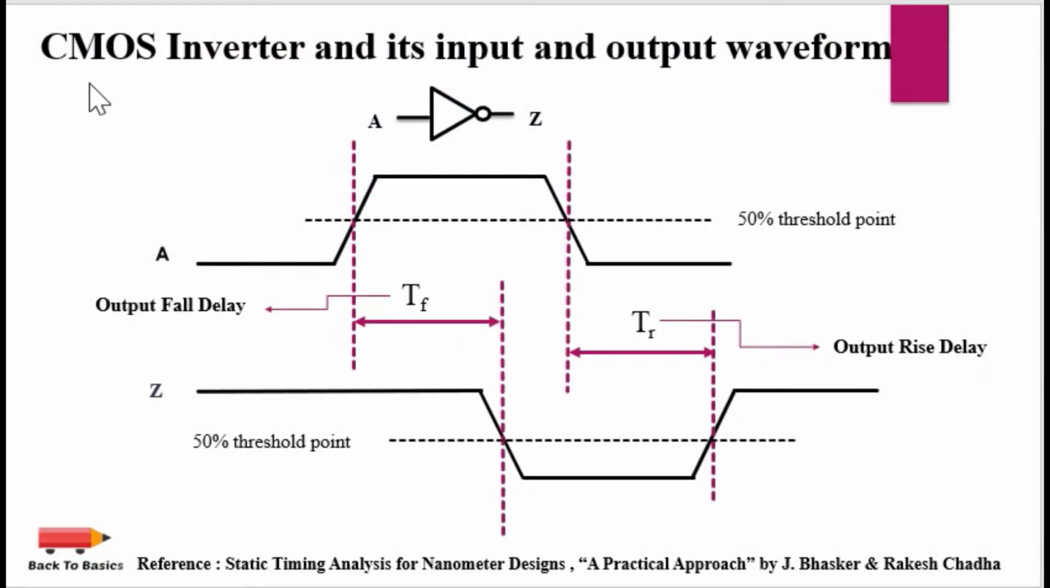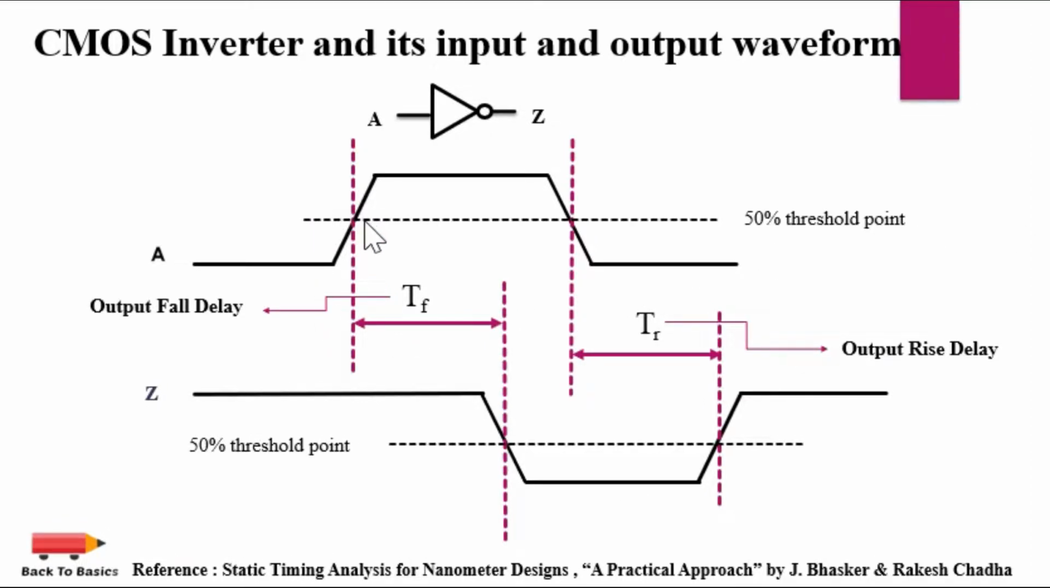As we know that for a CMOS inverter cell, when the input is rising from 0 to 1, output should fall from 1 to 0. But as you can see here, the input is not showing its effect on the output immediately. It is taking some time. So this time is nothing but the propagation delay.